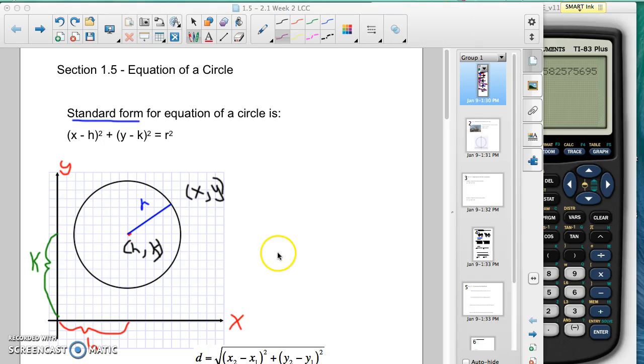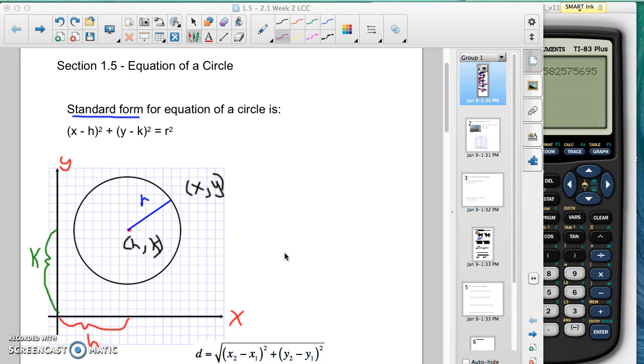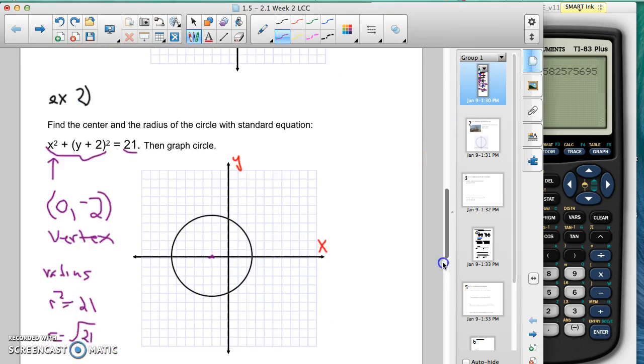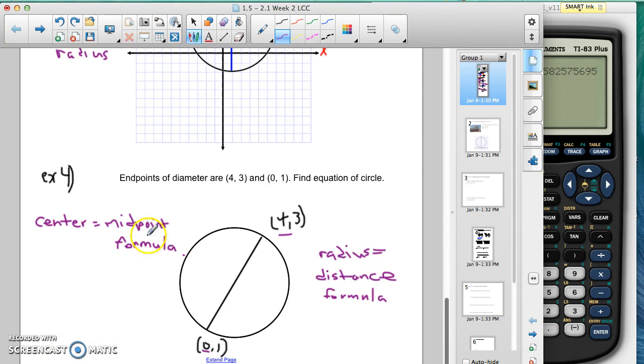Hello and welcome back. We're going to finish up this video about the equations of a circle with our final example. Example 4: you're given the endpoints of a diameter. That means you have this circle, we have two endpoints of a diameter, they're given, and you want to find the equation of the circle.